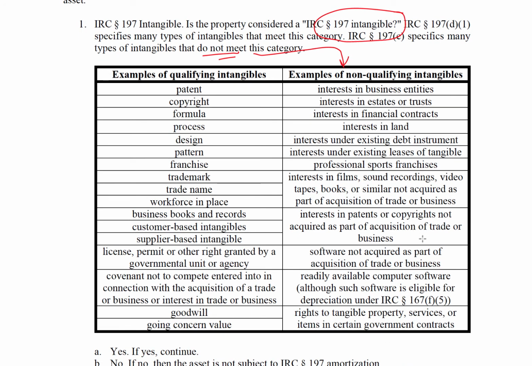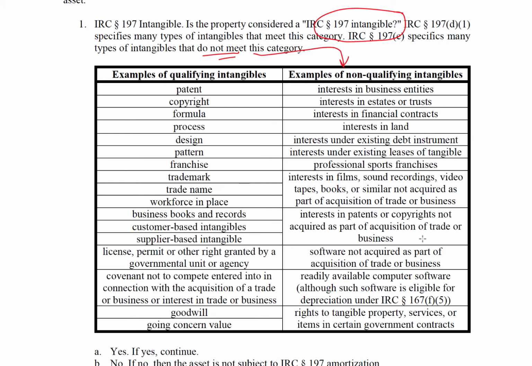Patents, copyrights, formulas, processes, which are all kind of along the same lines. Designs, patterns, all along the same lines. Then we have franchises, trademarks, trade names, workforce in place. So that's looking at your actual employee force. Business books and records. Customer-based intangibles. So this is stuff like market share, along those lines.